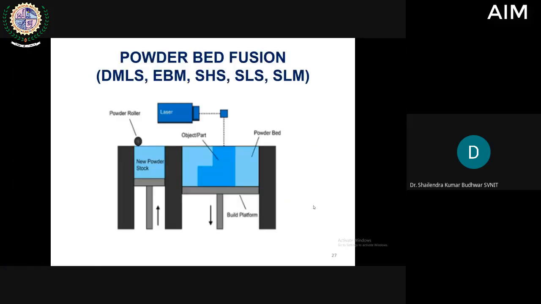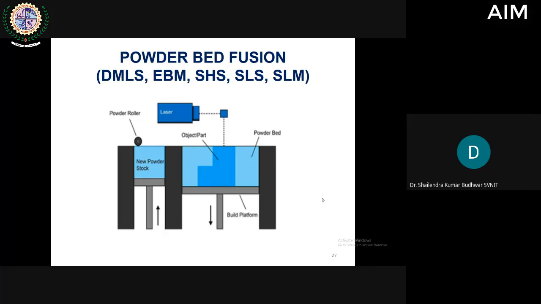The next technique is powder bed fusion. It is also known by various names like DMLS, that is direct metal laser sintering, EBM, electron beam melting, SHS, selective heat sintering, SLM, selective laser melting, and SLS, selective laser sintering. Depending upon the source of heat, this technique is known by different names. So in this powder bed fusion technique, it uses either a laser or electron beam to melt and fuse material powder together. It is mainly used for metallic powders.